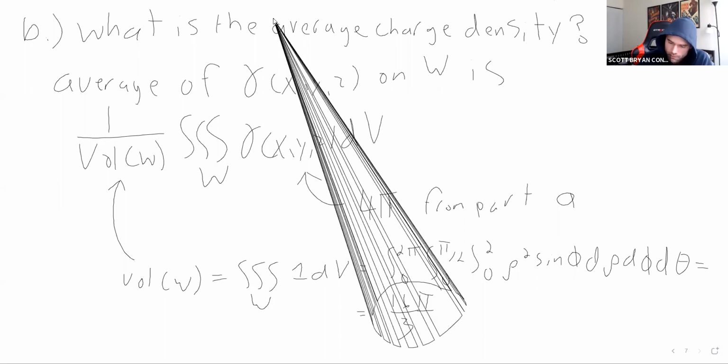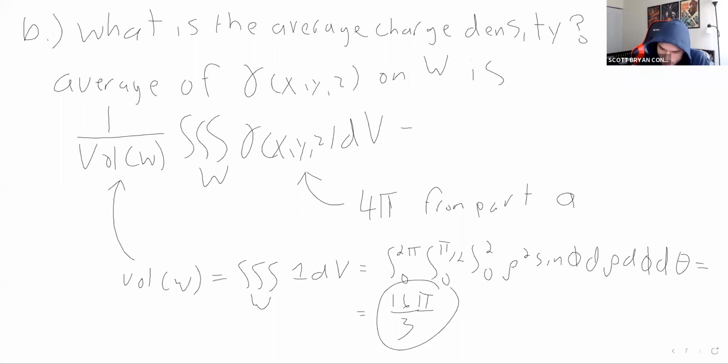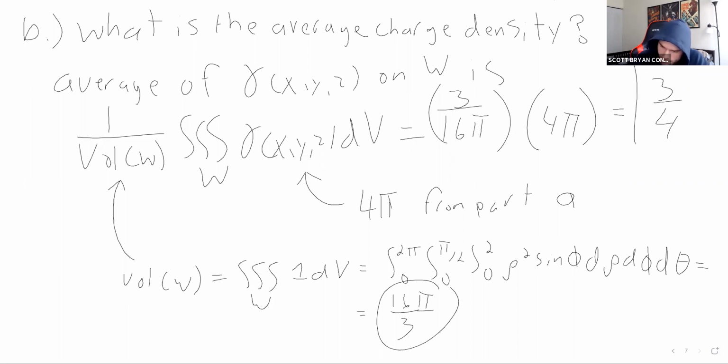And so let's put this together. 1 over the volume is going to be 3/16 pi. And the integral of the charge density over W, we said was 4 pi. And so we get 3/4. Is the average charge density.